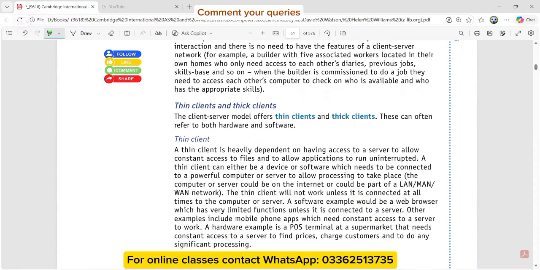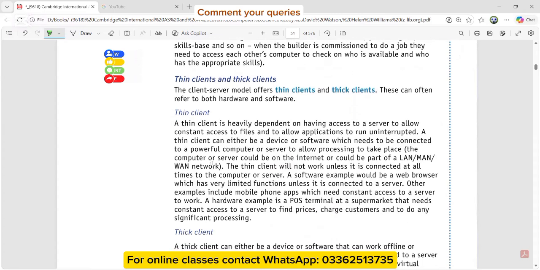Now thin client and thick client, again, a very important thing. What is a thin client? A thin client is dependent completely on access to the resources on the server. If the server is not there, the thin client is not able to do anything. So it is always completely reliant on the server. If the server isn't there, then the thin client isn't active. It will not work if the server isn't there.